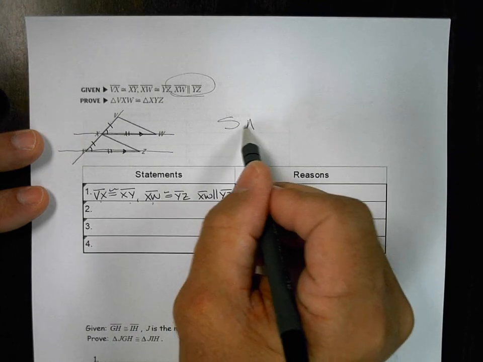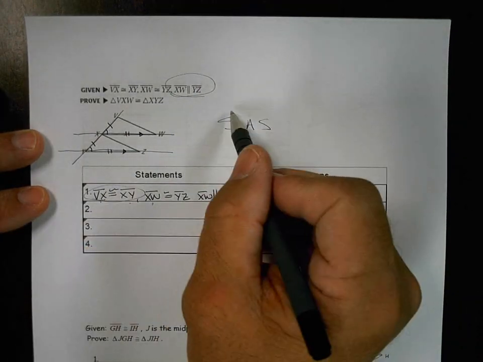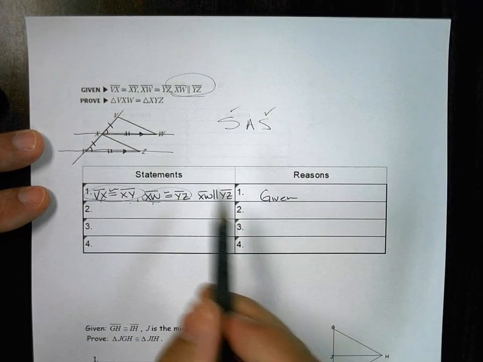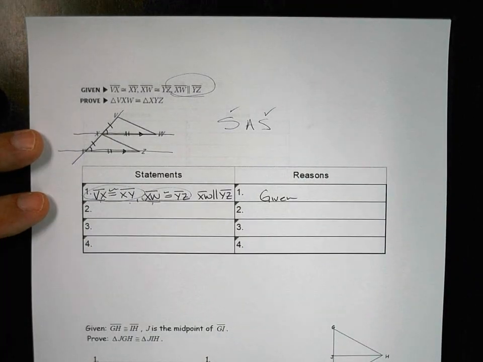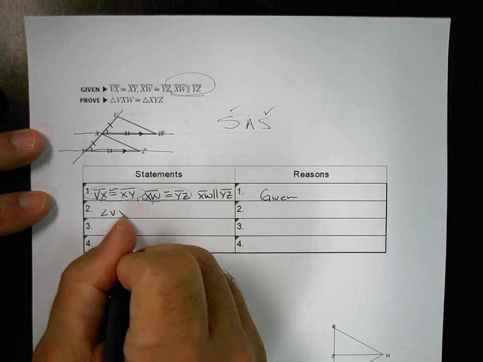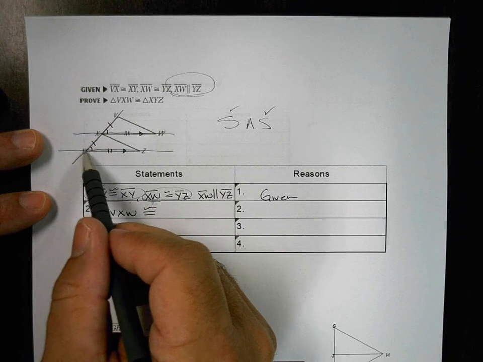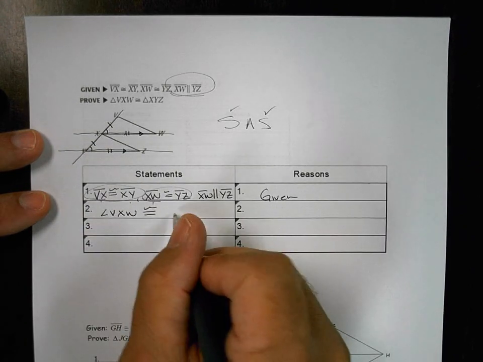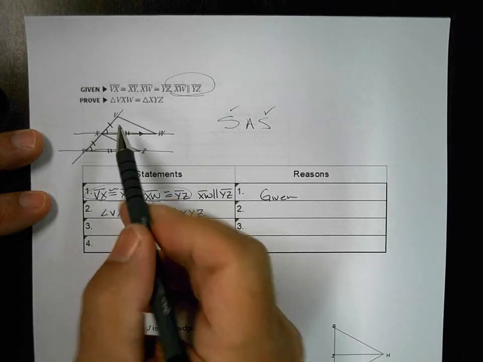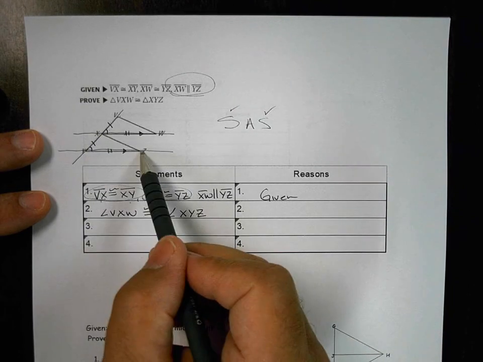So I write side angle side. Okay, now the nice thing they give us most of it. That's that side, and that's that side. So now all we need to prove is the two angles are congruent. And that's pretty easy. We say angle VXW, we have to name them. Angle VXW is congruent to angle XYZ, sorry. Angle VXW is congruent to angle XYZ.